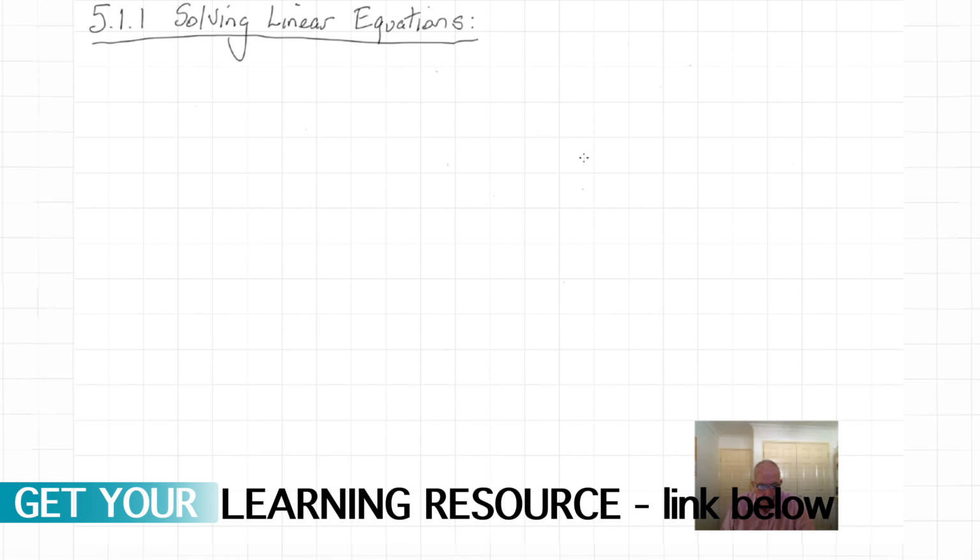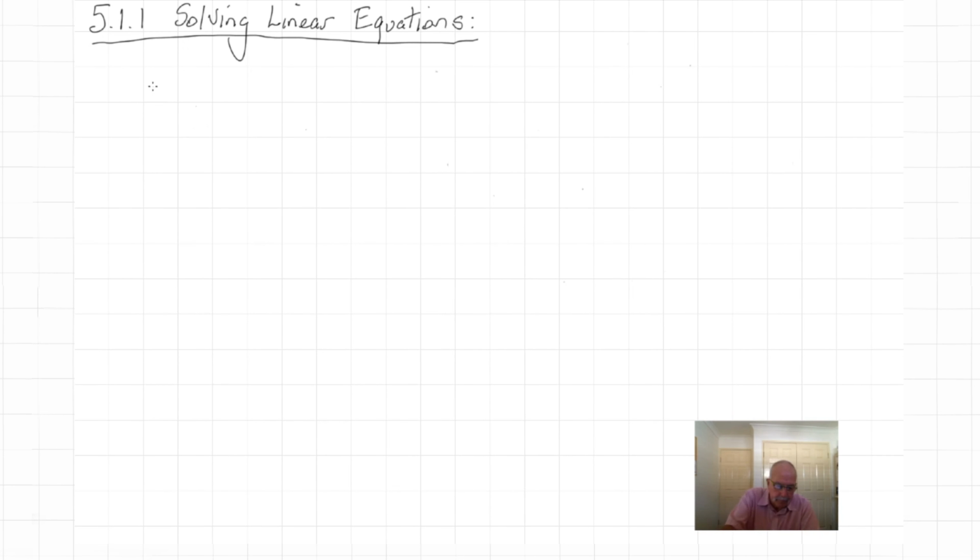So here I'd like to look at how we can solve linear equations. And first of all, before we do that, we know that the word linear has to do with the power of x. So a linear expression, for example, we've already talked about linear expressions, is where the highest power of x is 1. So 3x plus 5 is an example of a linear expression.